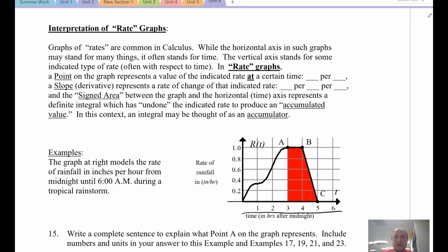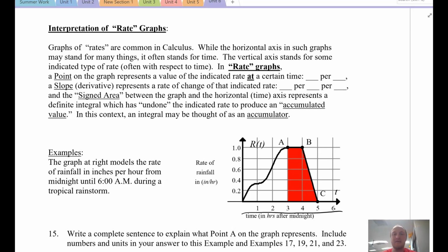Okay. And in rate graphs, a point on the graph represents a value at the indicated rate at a certain time. So something per something, right? A slope, which is a derivative, represents the rate of change at that indicated rate. So a certain amount of rate per whatever the x-axis is, right? Or per rate, and then at the end we'll also have to include the x-axis.